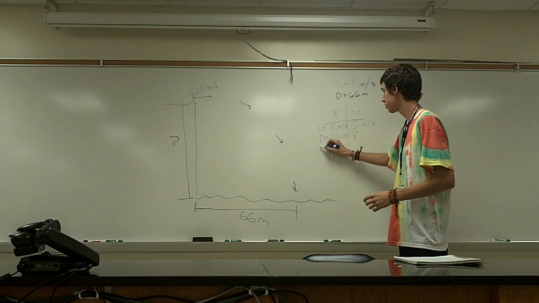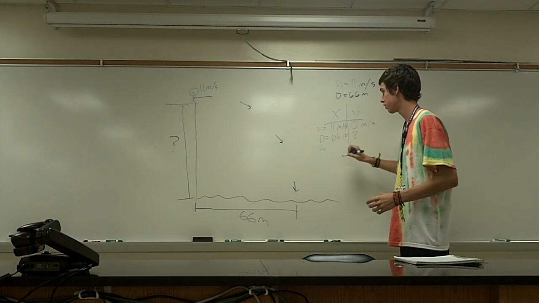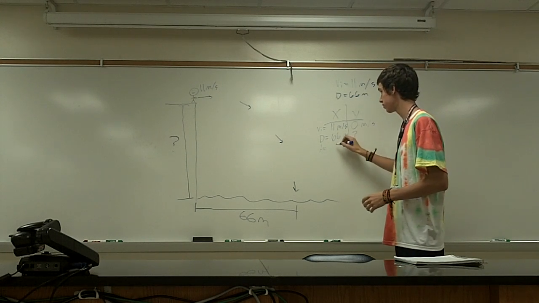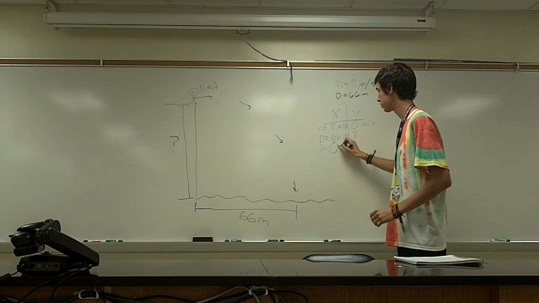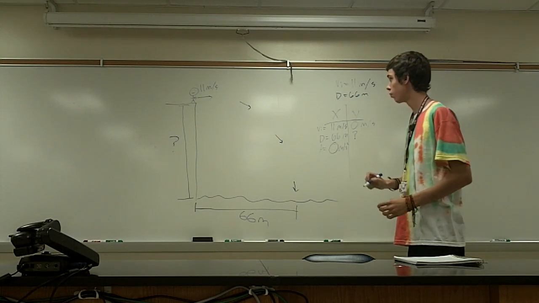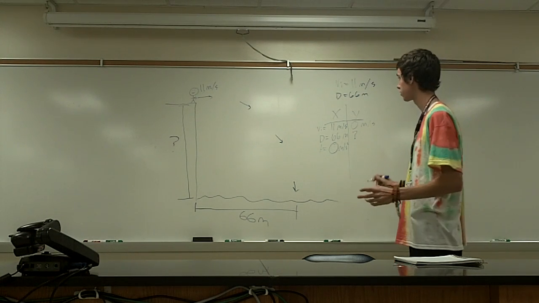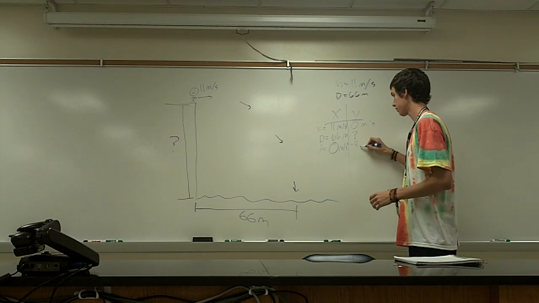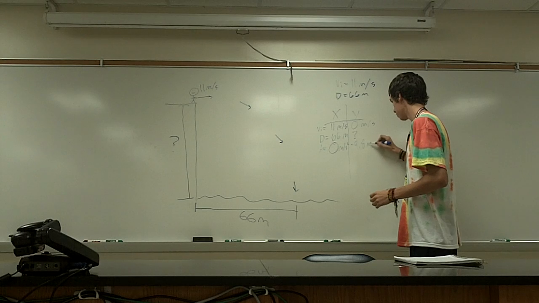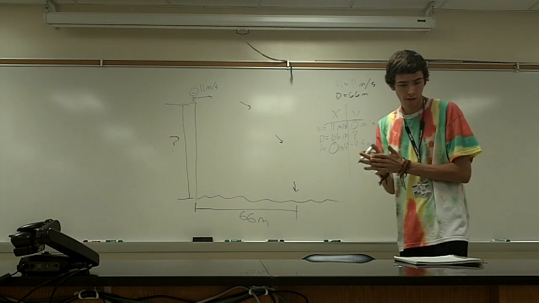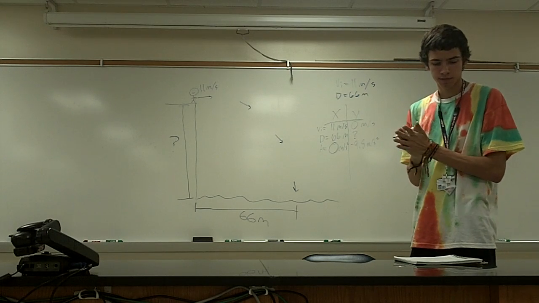And because in the x direction it's always going at the same constant velocity, the acceleration for x is 0 meters per second squared. And for y, we're just going to use the acceleration of gravity because that's all that's acting upon it when it's in the air. So negative 9.8 meters per second squared. So that's what we know.